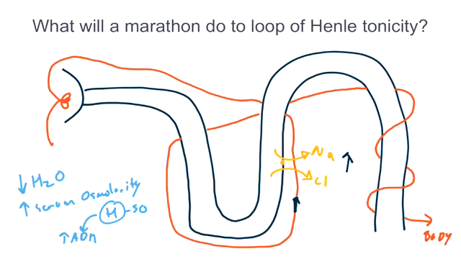With increased osmolarity in the vasa recta, more water will be reabsorbed from the descending limb of the loop of Henle. So our question was, what will happen to the loop of Henle osmolarity? With more water being reabsorbed, the tonicity would increase. So let's do one more question.